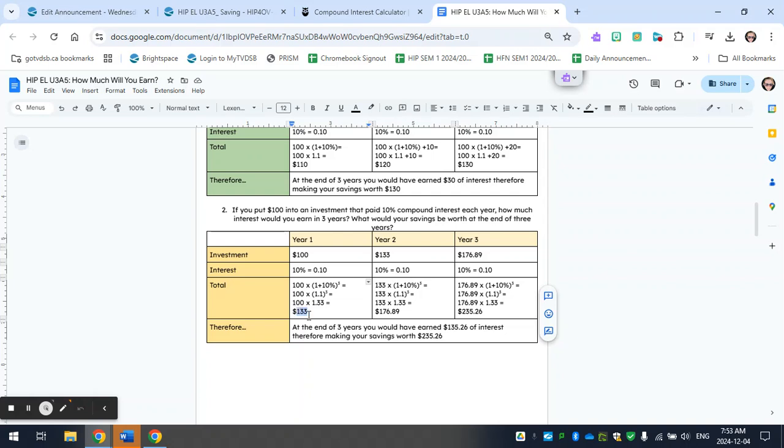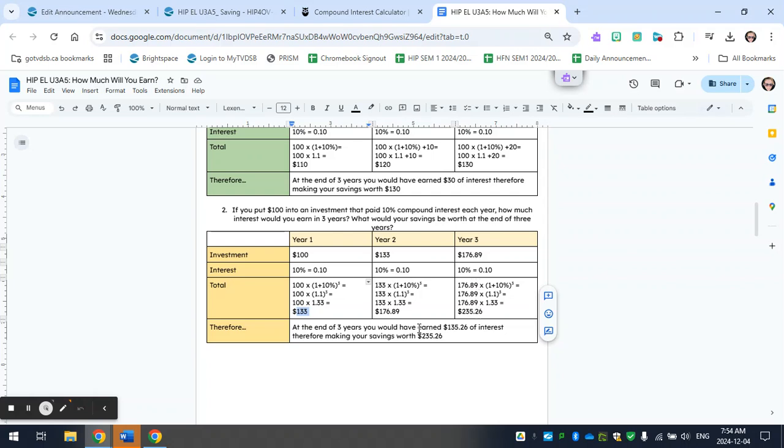Because it's compounding interest, we need to carry this number over into year 2. Plug in the numbers again. 176.89 rolls over to year 3. The only number that really changes in our formula is that running initial investment. So we go from 100 to 133. In year 2, 133 gets plugged in this time because that is how much we're working with. In year 3, we go up to 176.89. We plug that in.